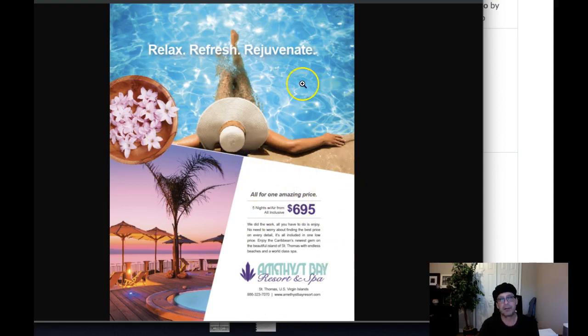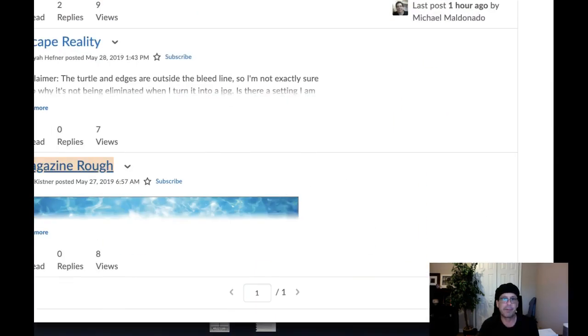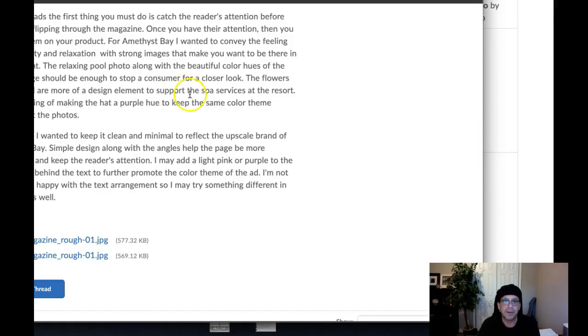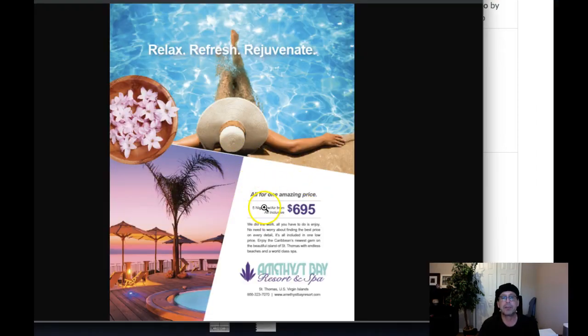The angles. I don't remember, how did you word it with the angles? You said, where's your post? Here it is. Simple design along with the angles make the page more interesting and keep the reader's attention. I want to address that because sometimes that can really backfire. Angles can be extremely uncomfortable to a viewer, and it's all based on a negative space that's associated with any shape or counter form or counter space, and that means the space that surrounds any given design element.